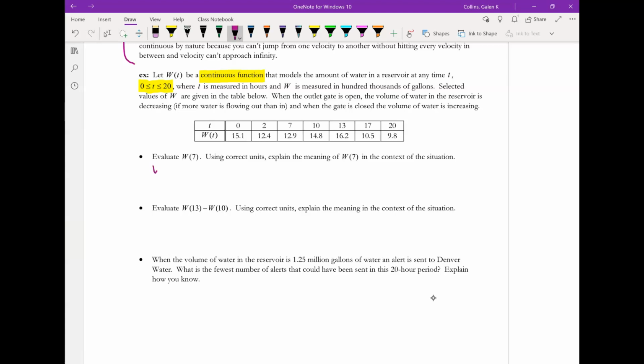So when we evaluate w of 7, oh, gross, Boomer. Sorry, my cat just shook something wet on me and it was gross.